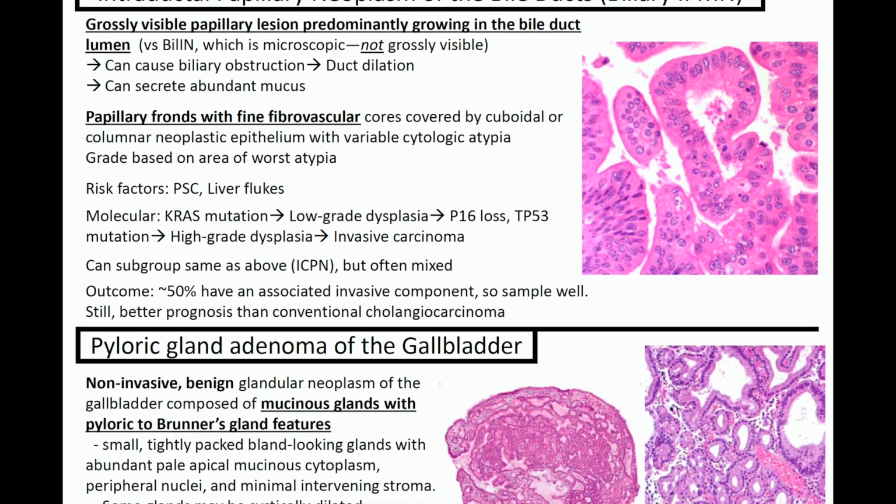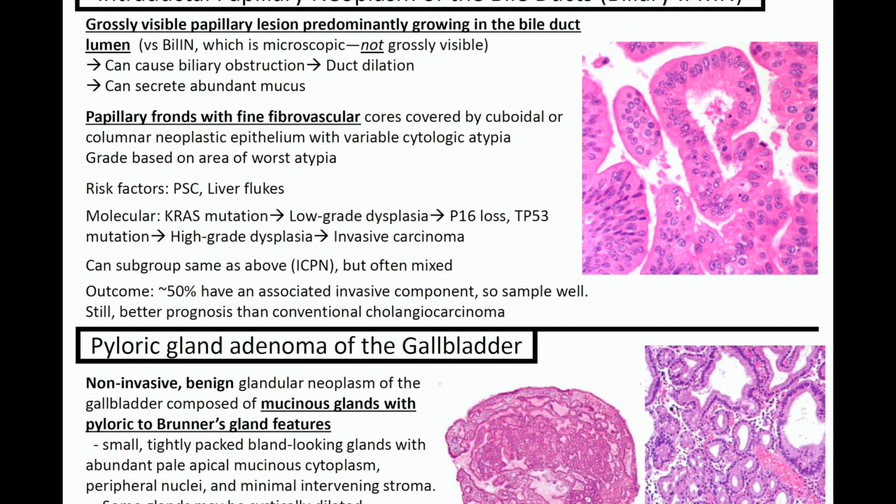Intraductal papillary neoplasm of the bile ducts, biliary IPMN. This is a grossly visible papillary lesion, predominantly growing in the bile duct lumen, versus BilIN, which is microscopic, not grossly visible, as we already mentioned. It can cause biliary obstruction, duct dilation, and it can secrete abundant mucus. There are papillary fronds with fine fibrovascular cores covered by cuboidal or columnar neoplastic epithelium with variable cytologic atypia, and the grade is based on the area of the worst atypia.